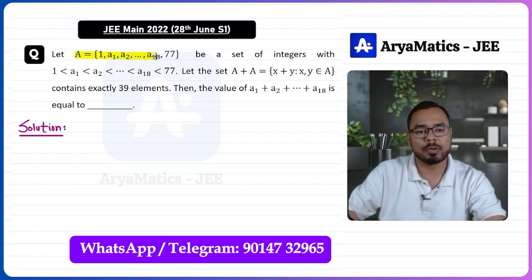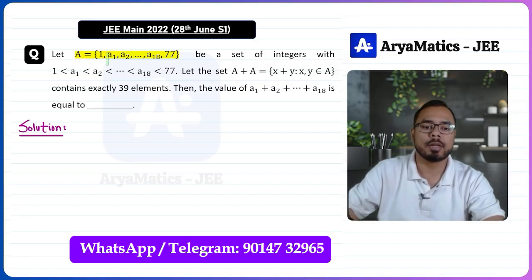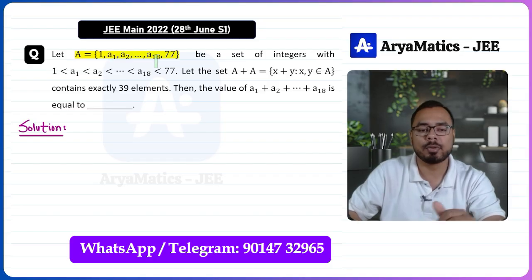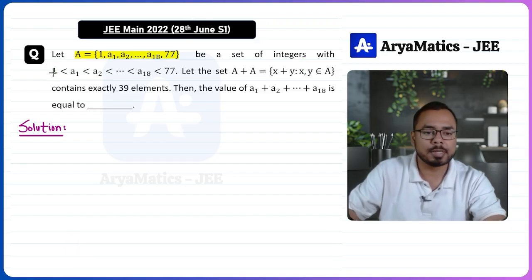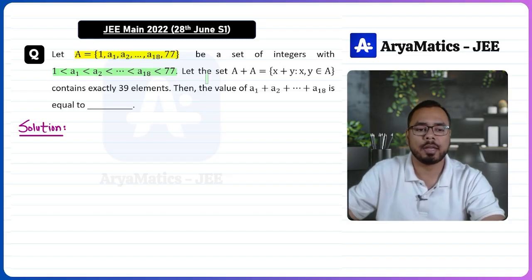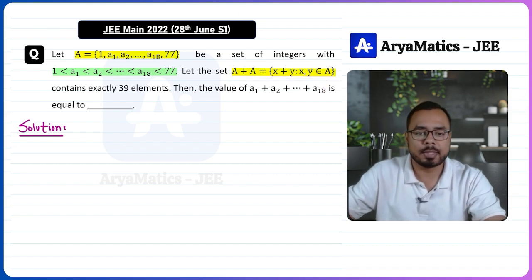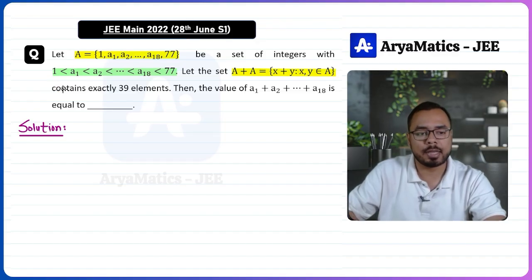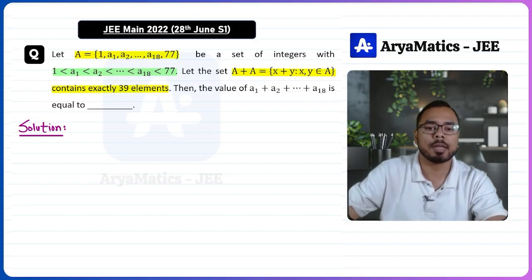Let A be this set, 1, and then we have A1, A2 up to A18 and then 77. So total we have 20 terms in this set. This is the set of integers with these numbers in increasing order. So smallest one is 1, then A1, A2 up to A18 and then 77. There is another set A plus A, which is the set of x plus y, where x and y belong to A. And this set A plus A contains exactly 39 elements. Then we have to find A1 plus A2 plus A3 up to A18.